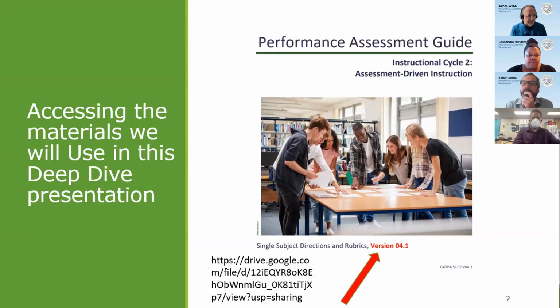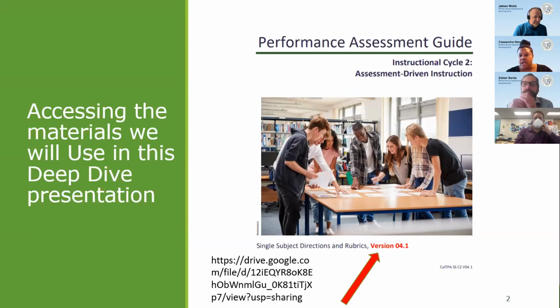And if you'll notice on the slide, the red arrow points to something that says version 4.1. And that is how you know what version of the guide you're using and whether it's current. Right now, we're on version 4.1 in the guide.